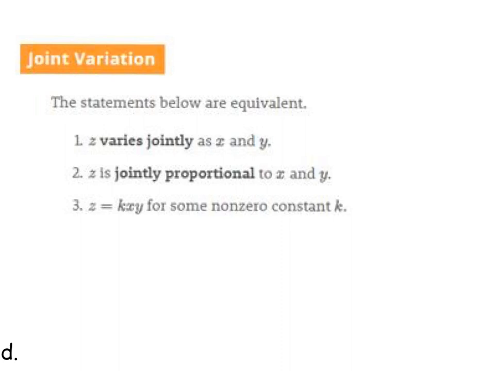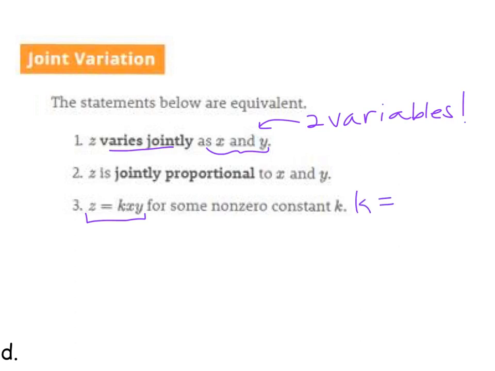Our final type of variation is called joint variation. And what makes this one unique from the other 3 is we have 3 variables. Notice it says z varies jointly as x and y. So now instead of just one variable on the right, we have 2 variables on the right. And then you'll write it in the format z equals k times x times y. And k is just going to be that number we calculate.